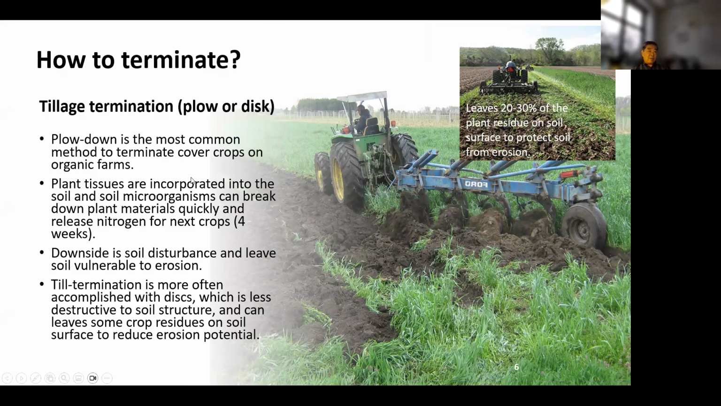Plow down is the most common method to terminate cover crop on organic farms. This kind of termination method allows the plant tissue to be incorporated into the soil, and the soil microbes can start to break down the plant material quickly and release nitrogen for the next crop. Normally, 4 weeks later, you would seed that next crop. Don't seed it too early.